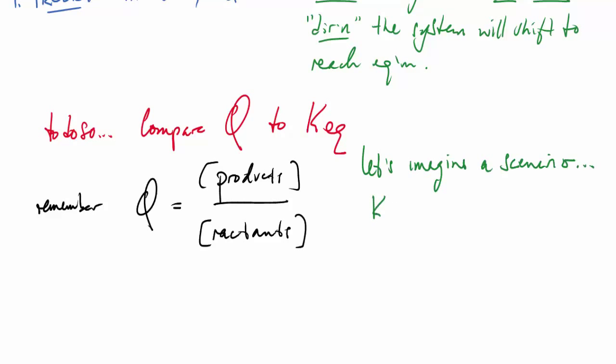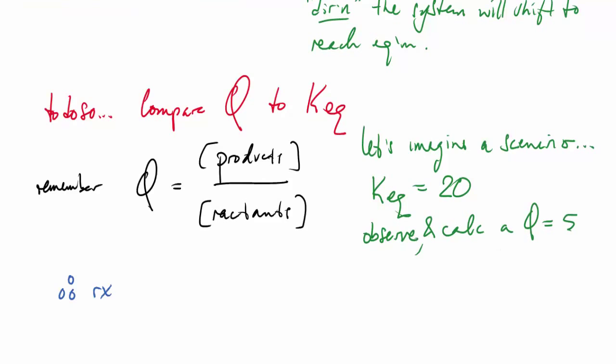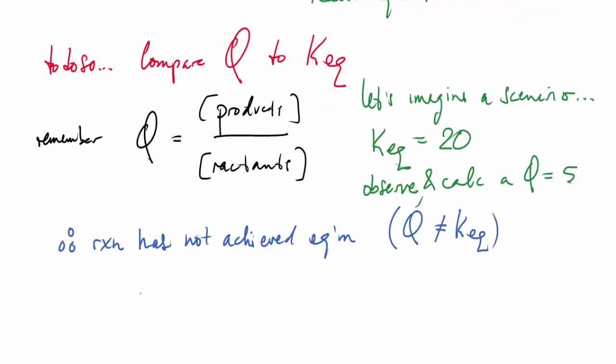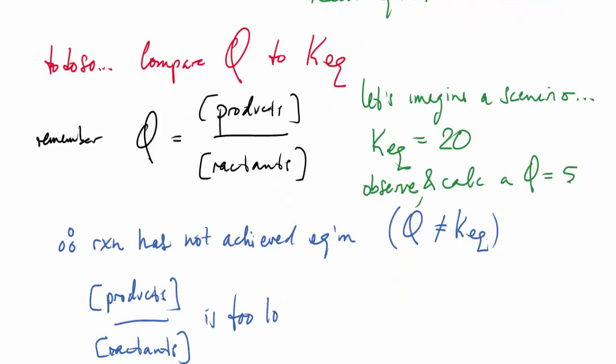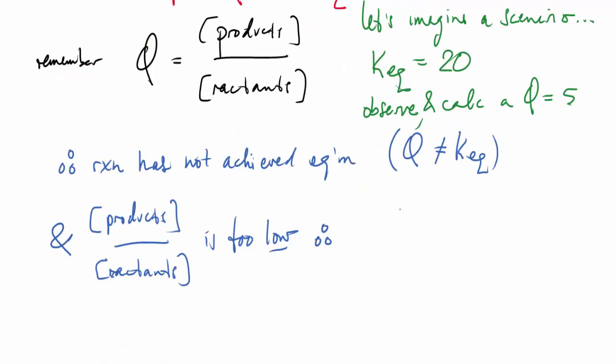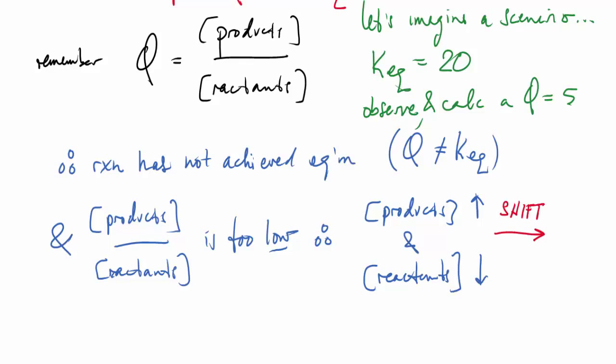So let's imagine this scenario, I'm just making it up now, that KQ for the system is 20 at some temperature, and then we observe and calculate a reaction quotient of 5. So it's pretty clear that the reaction is not at equilibrium. If so, Q would equal KQ, but they don't. And it's pretty clear that the ratio of products to reactants, Q, is too low. Because it's too low, clearly we need more products and less reactants to increase the ratio. We'll say that this reaction will shift to the right to reach equilibrium.